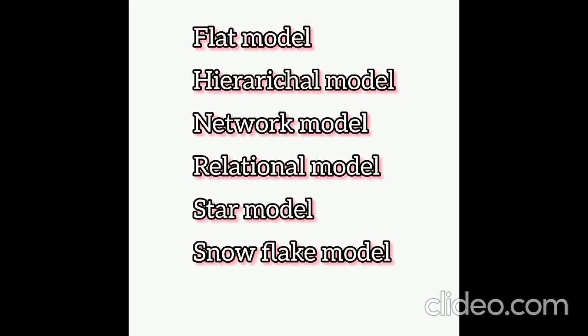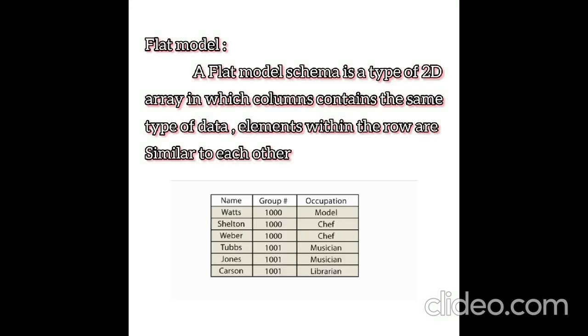Types of database schema design: flat model, hierarchical model, network model, relational model, star model, snowflake model. First, we will discuss about flat model. A flat model schema is a type of 2D array in which columns contain the same type of data elements, and the elements within the row are similar to each other.